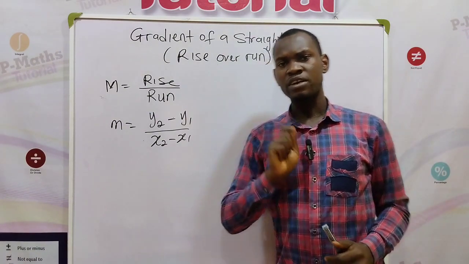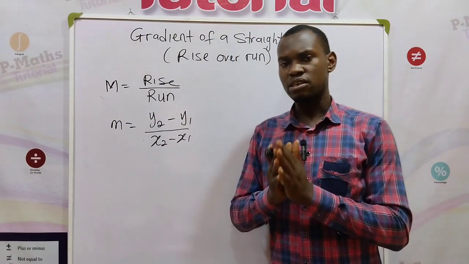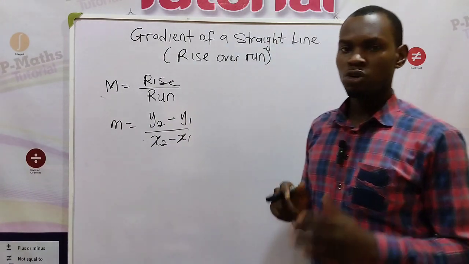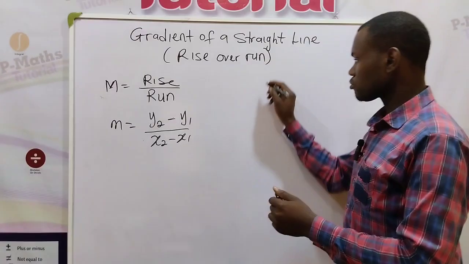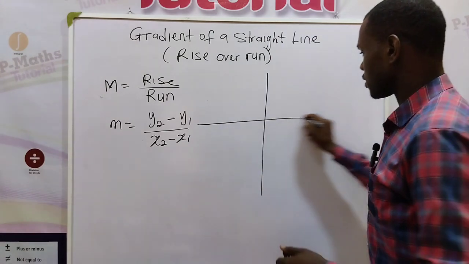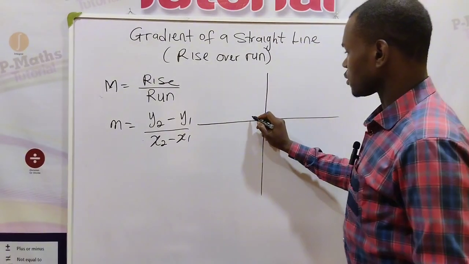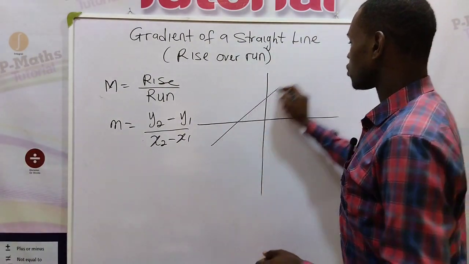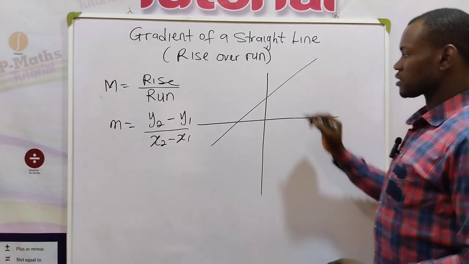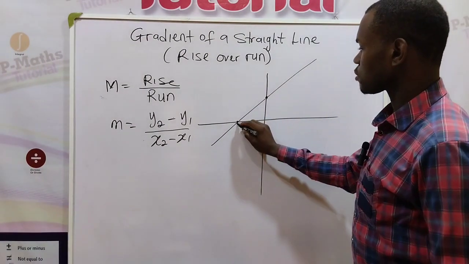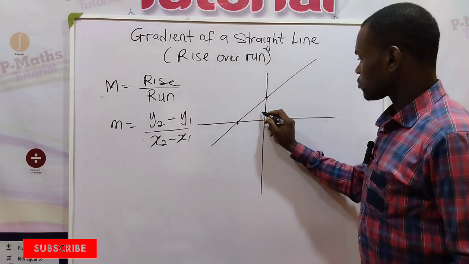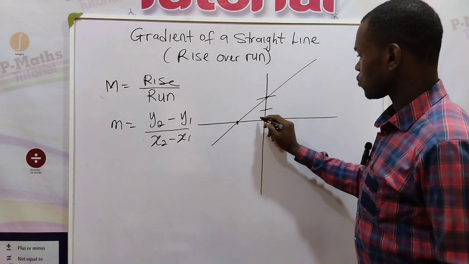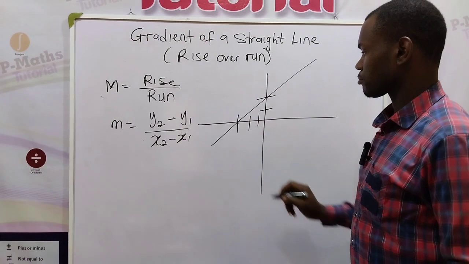I want to teach you a very simple method you use to determine the gradient of every straight line considering the Cartesian plane. So let's assume I have this Cartesian plane and then I have a line running through the x and y intercepts at these points. Let's assume here is 1 and here is 2. We have 1, 2, and here 3.